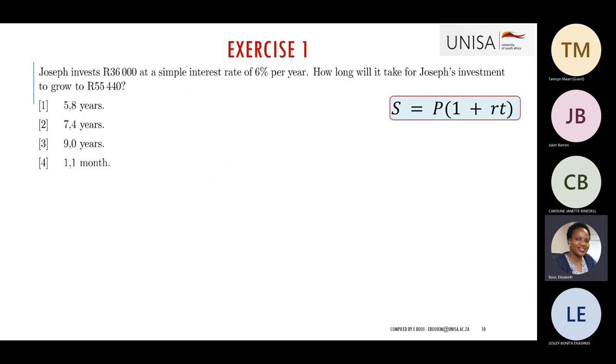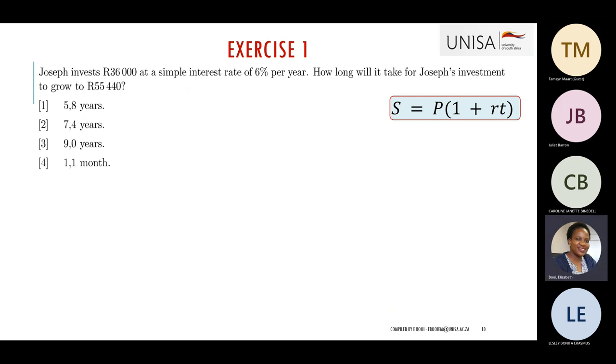Here is our next exercise. Now, remember we did changing the subject of the formulas and learning how to manipulate an equation. So this is one of those questions where you will have to manipulate the equation, because if you read this exercise, it says Joseph invests 36,000 at a simple interest rate of 6% per annum, or per year. How long will it take for Joseph's investment to grow to 55,000?